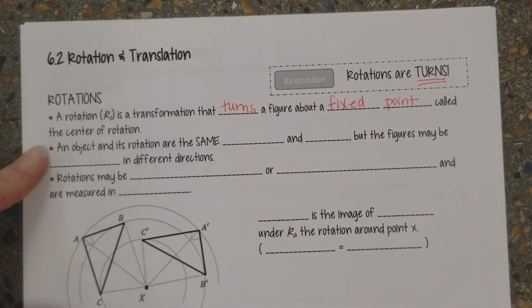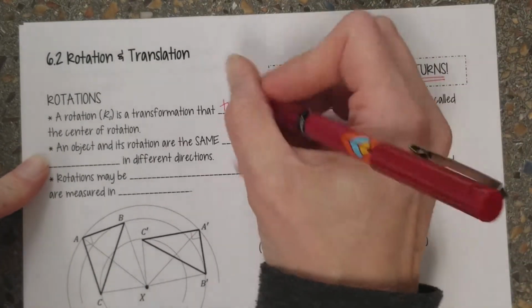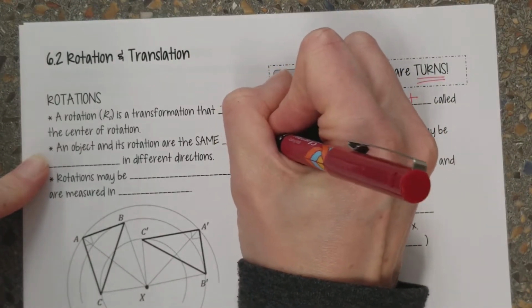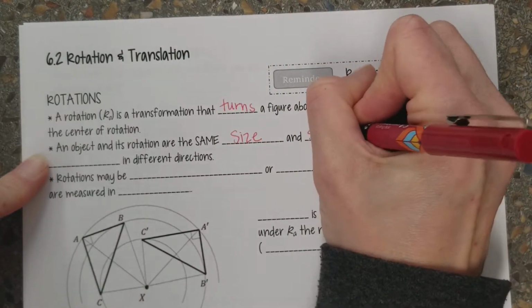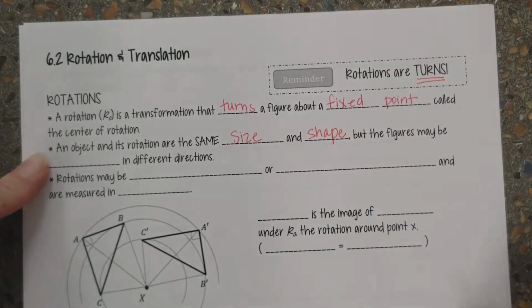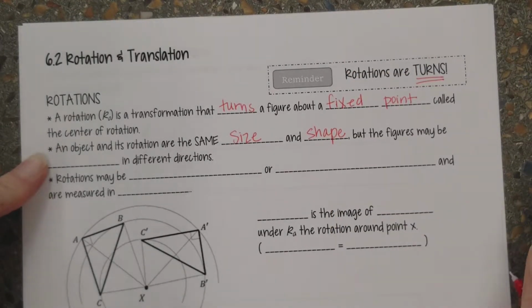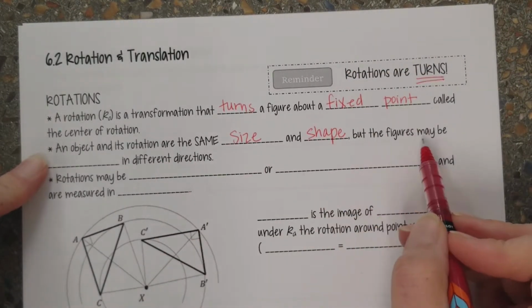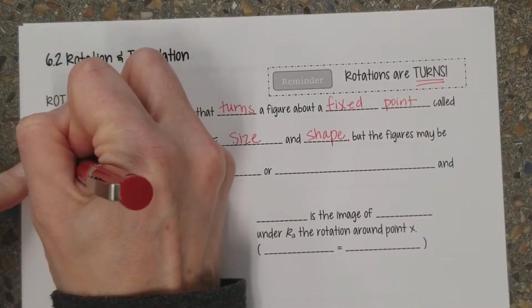An object and its rotation have the same size and shape, which we've talked about. That's why it's a rigid motion transformation, because rigid motion transformations keep the size and the shape of the figure. The only difference with a rotation is that the figures may be turned in different directions.